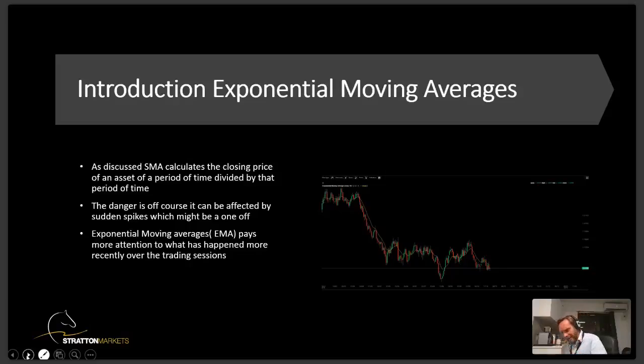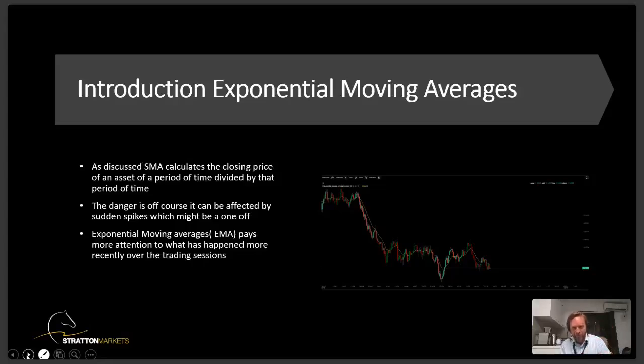So what do I mean by that, James? Well, exponential moving averages are very similar to simple moving averages. The simple moving average will calculate the closing price of 10 trading sessions divided by 10. It's just all the closing prices added together, then divided by 10. Exponential adds all the calculations too, but it pays more attention to, say, the last 3 trading sessions.